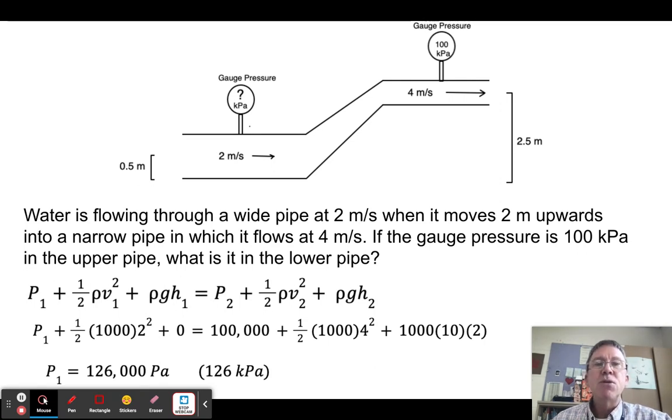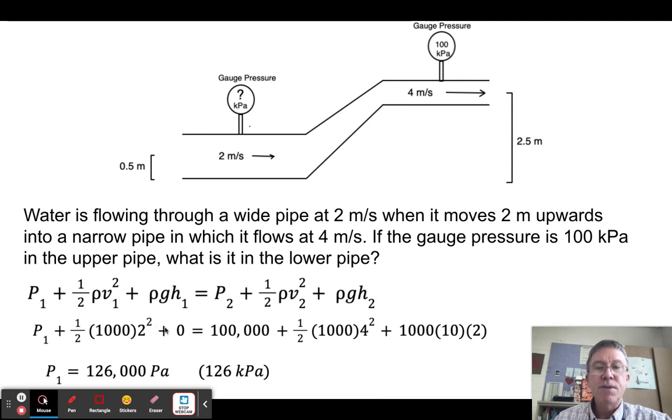So what I want to know is what was the gauge pressure initially if I end up with these, if it goes 2 meters in the air, is traveling, it goes from 2 to 4, and it ends up at 100 kilopascals. So I'm just going to use the expanded Bernoulli's equation, which is basically gauge pressure plus kinetic energy plus potential energy. I'm just going to substitute in these values. It's water, so the density is 1,000 kilograms per cubic meter.